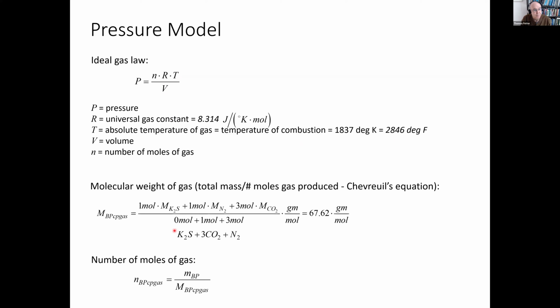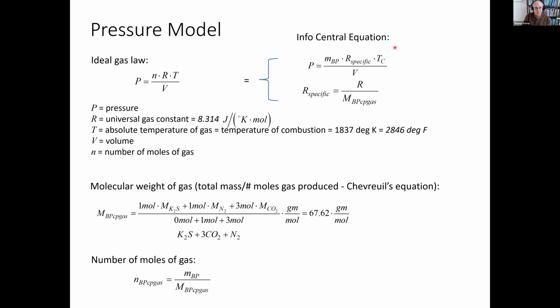Now, to calculate the number of moles of gas, we use the molecular weight of the gaseous combustion products, which is calculated from the individual components from the particular equation that we're using, in this case, Chevreul's equation. And for Chevreul's equation, the molecular weight of the gases is 67.6 grams per mole. And from that, we can calculate the number of moles of gas from the starting mass of the black powder.